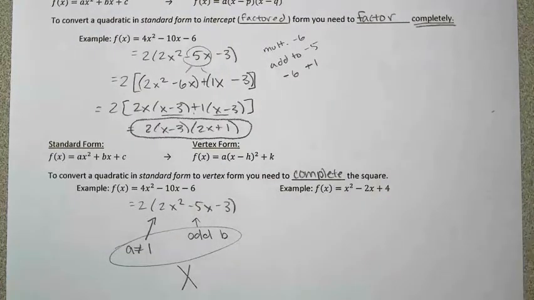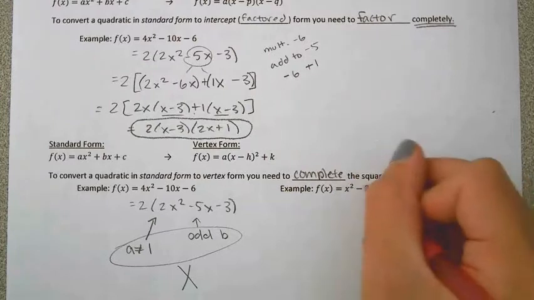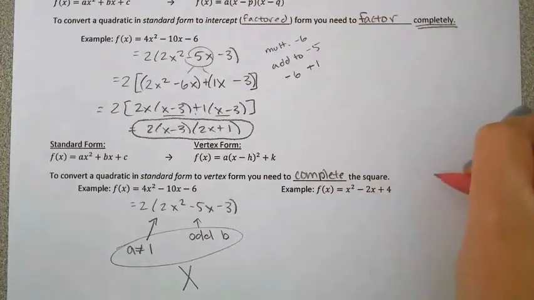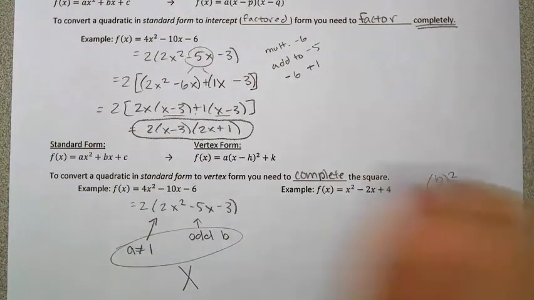Now, this one, on the other hand, let's take a look at it. This is something that we could change to vertex form because I don't have an a value and my b value is an even number. So the process is you take your b value, you divide it by 2 and square it. And that's what you add to both sides.